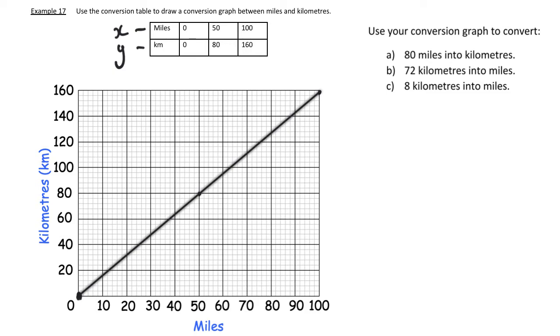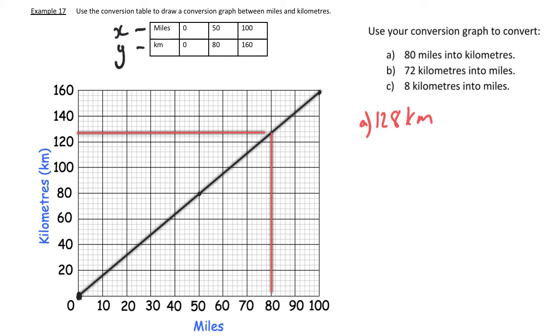Now we can use the conversion graph to convert 80 miles into kilometres. So if we go to 80 miles and draw a line up from 80 miles to the graph, and then from the graph over to the kilometres, we will see that the approximation is 128 kilometres. And that's because each small square on the y-axis represents 4 kilometres, because there's 5 between 20, so one square is 4 kilometres.